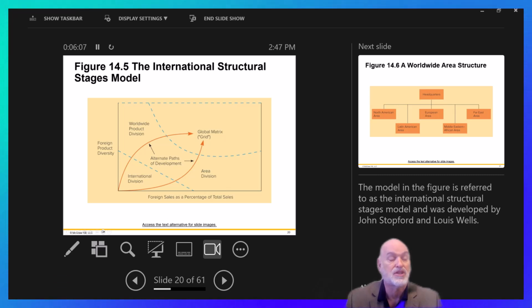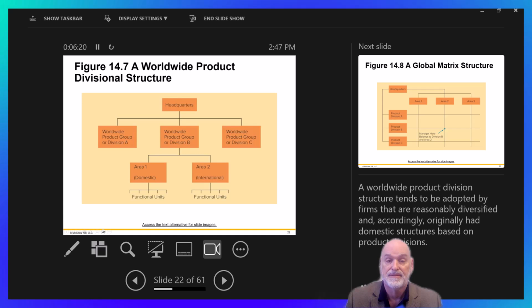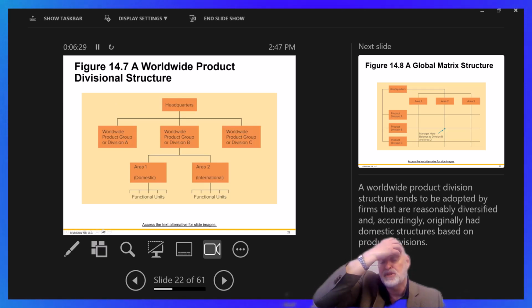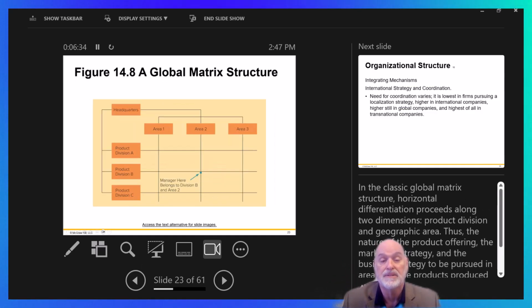The international structural stages model includes this. And you have headquarters, and then it's broken up by geographical areas. And here's a worldwide product divisional structure. Like I said, it depends on the company and it depends on the products that the company produces and also what geographical areas are occupied by the company. Here's a global matrix structure. It's pretty different.